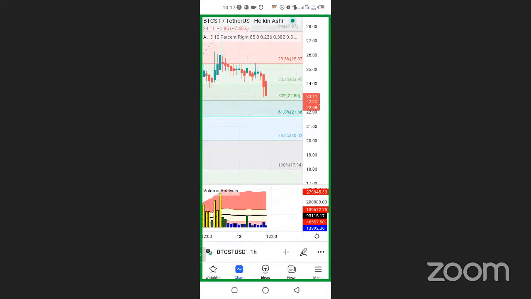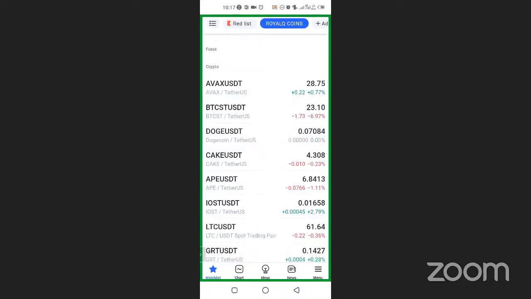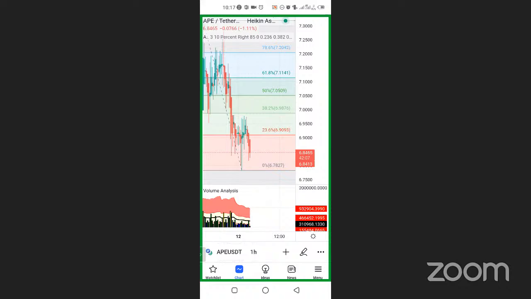So when you are trading using these lines, I don't want to teach this today. No. That's not what I want to teach. I want to teach the 0 line, the 100 line principle. Beautiful. Now, look at APE. Look at APE, ladies and gentlemen.